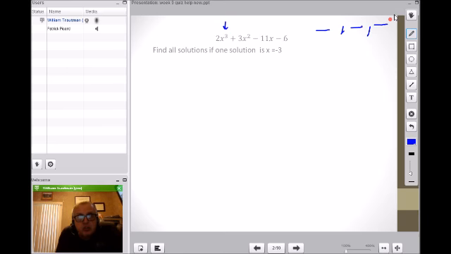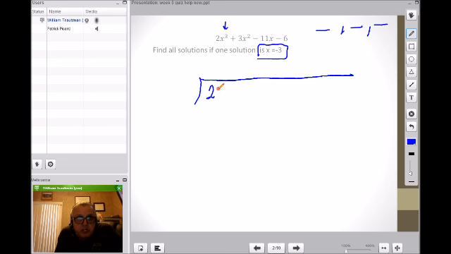So it says find all solutions if one solution is x equals negative 3. To find the rest, what we have to do is divide this into that. So I'm going to divide using long division, and we all know long division because I think we did it last week or the week before. x cubed plus 3x squared minus 11x minus 6. And x equals negative 3.